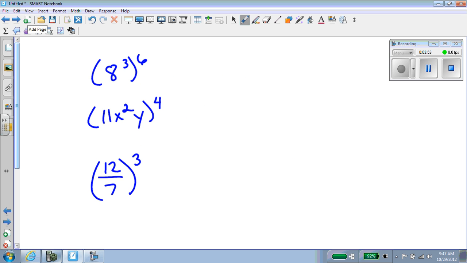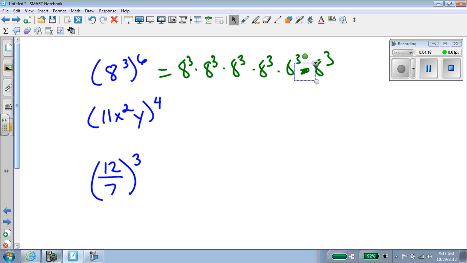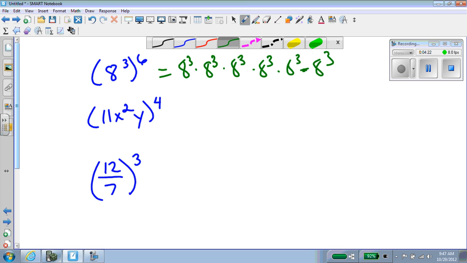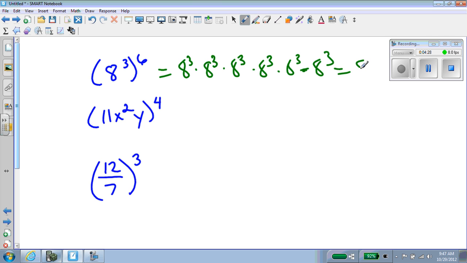Okay, let's look at the other rule. This says 8 to the 3rd. I have 6 factors of that, so that's like 8 to the 3rd, 8 to the 3rd, 8 to the 3rd, 8 to the 3rd, 8 to the 3rd, 8 to the 3rd. 1, 2, 3, 4, 5, 6 factors of 8 to the 3rd. Which means I have 3, 4, 5, 6, 7, 8, 9, 10, 11, 12, 13, 14, 15, 16, 17, 18 factors of 8. Which in a sense, if I had just done 3 times 6, I would have gotten 18 factors of 8.